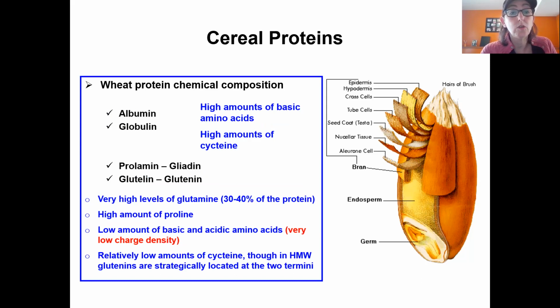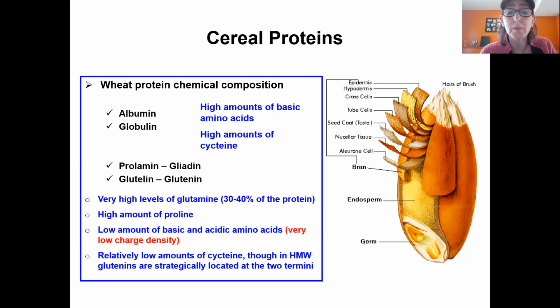Okay, so in terms of other specifics, if we talk about prolamins and glutelins, they have a high amount of glutamine. About 30 to 40% of the protein is glutamine. High amount of proline, a low amount of charged amino acids. So very low amount of basic and acidic amino acids. Therefore, they're not soluble. It's very hard, like at neutral pH, they're not soluble. So they're not soluble in water.